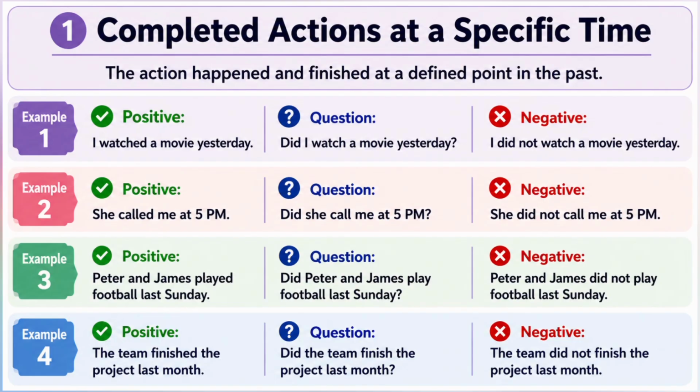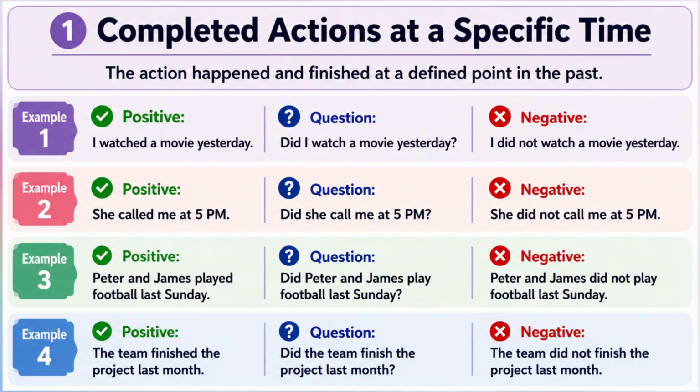Now let's see where we use the simple past tense. The first use is completed actions at a specific time. The action happened and finished at a definite point in the past. Example 1. Positive. I watched a movie yesterday. Question. Did I watch a movie yesterday? Negative. I did not watch a movie yesterday.